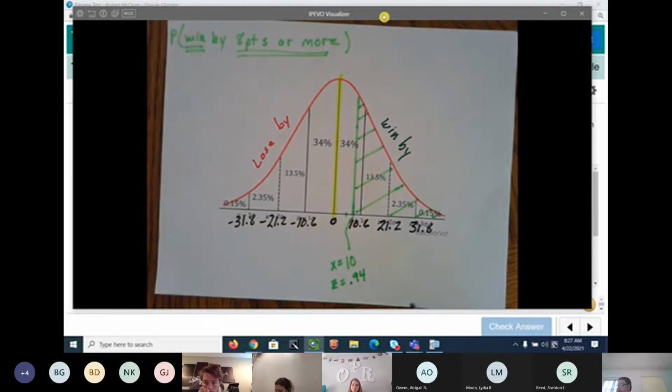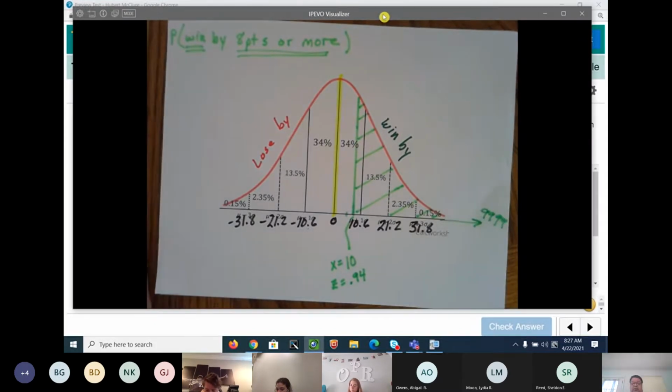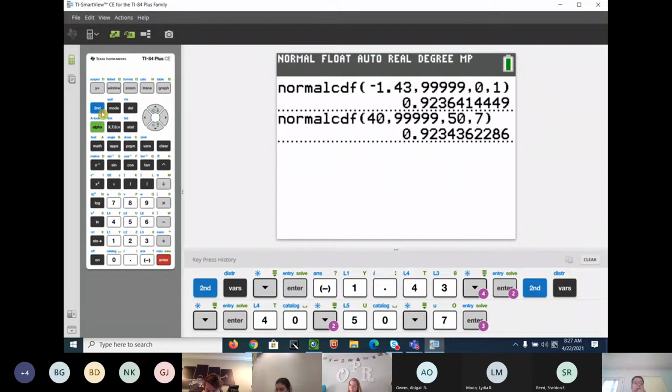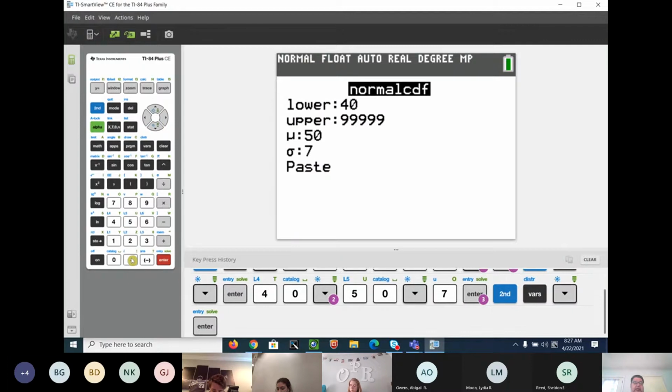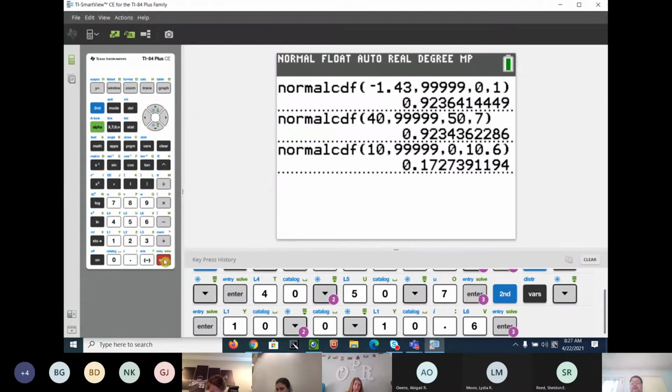Okay, so if you have an old calculator, you're going to go from 0.94 to 9999. So I'm going to do the new calculator because I've already got it on here. So I'm just going to do a new calculator if you don't mind. So second VARS, normal CDF, and I'm going to go from 10 to 9999. Mean is 0, and the standard deviation is 10.6. If you have an older calculator, probably going to be around 0.1724 or 1725. Somebody with an older calculator, what did you get?